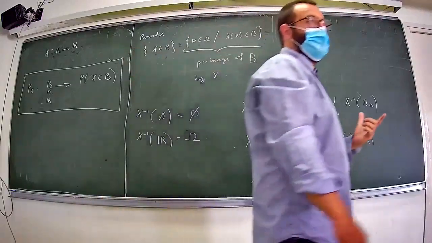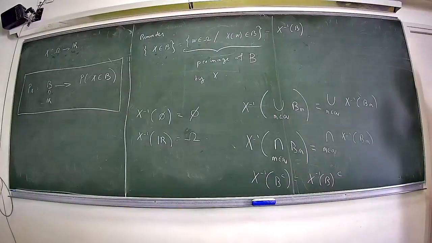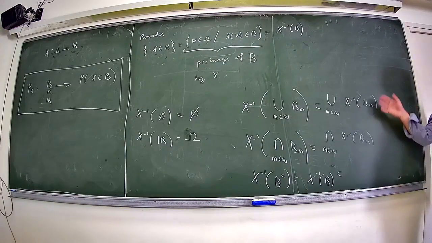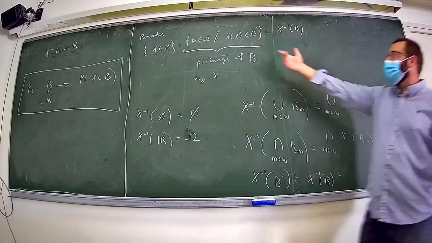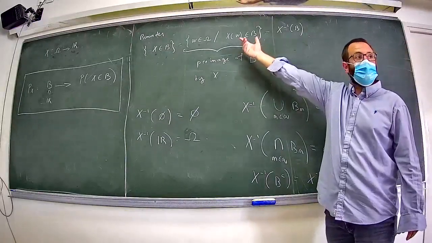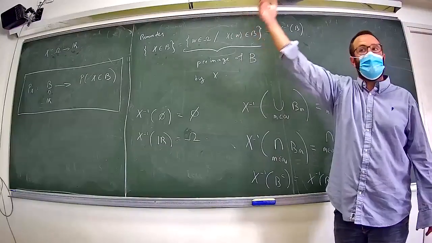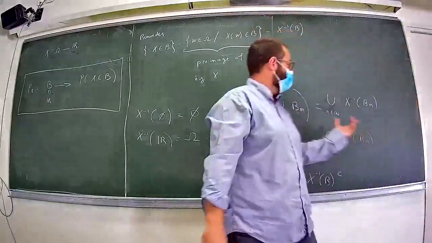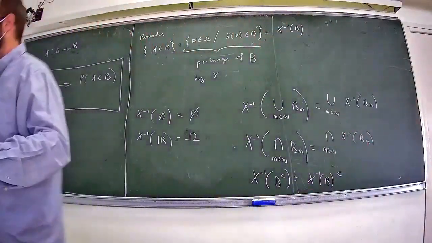It works for the preimage. If you are not okay with this one, you can try to prove them at home. How to do? By just coming back to the definition. What is the meaning of being in the preimage? I belong to the preimage if my image belongs to the set. And if you use this, you will have very basically all this relation.